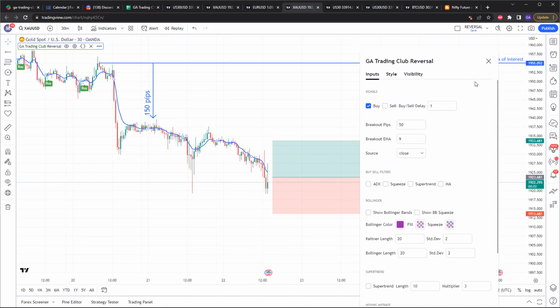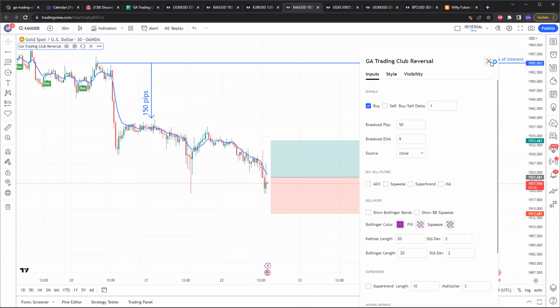Okay, so in the reversal, in the breakout pips, I put 150. Now I put 50 first, and the breakout EMA as 9. When you put 50 pips as the breakout pips and 9 EMA, you get a lot more signals, but the problem is some of them are fake outs.